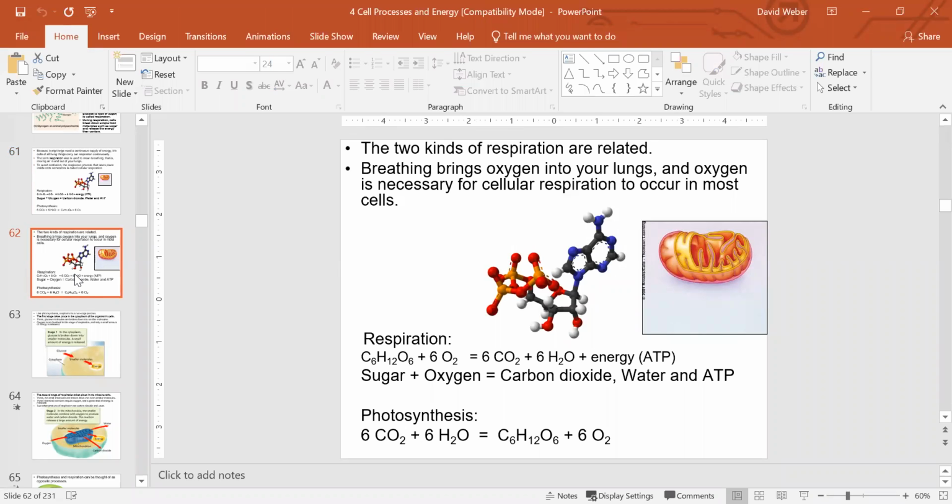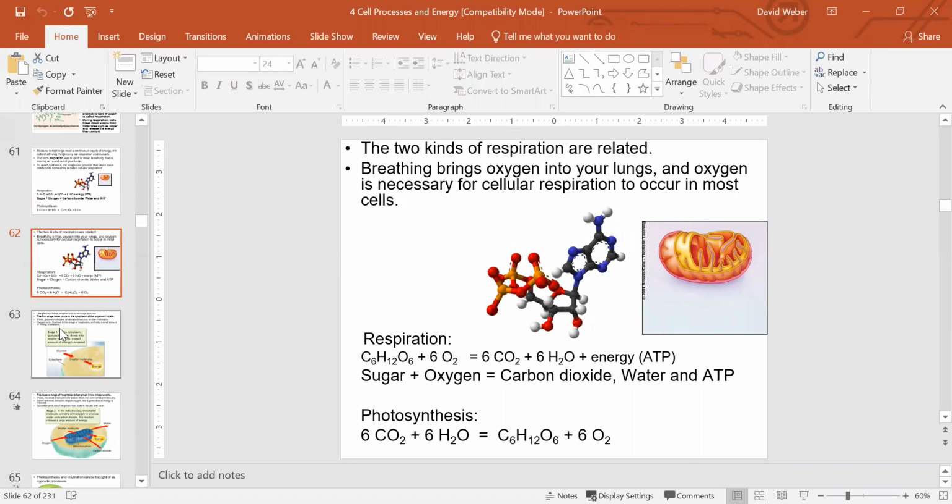As we know, there are two different types. Breathing is respiration, and then there's cellular respiration. But you know what? Cellular respiration can't take place without breathing, and breathing can't take place without cellular respiration. So guess what? They are tied together. That is part of the system.